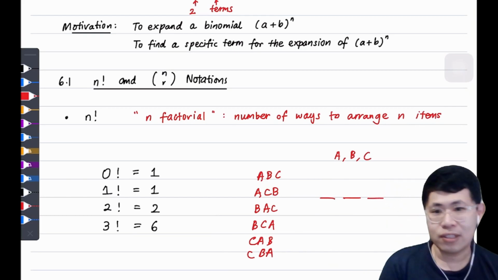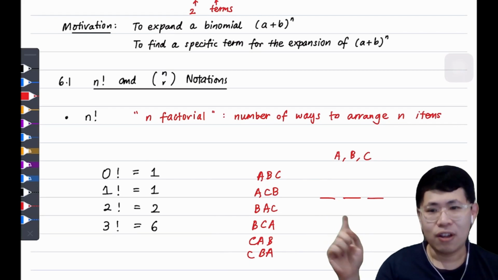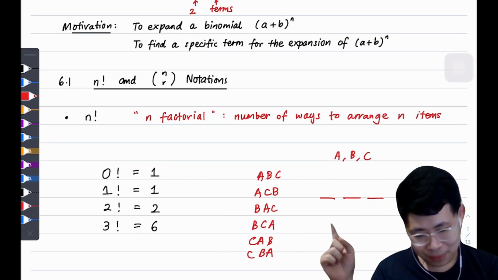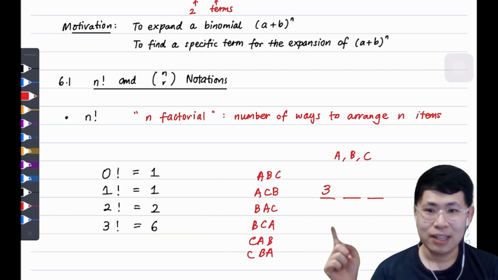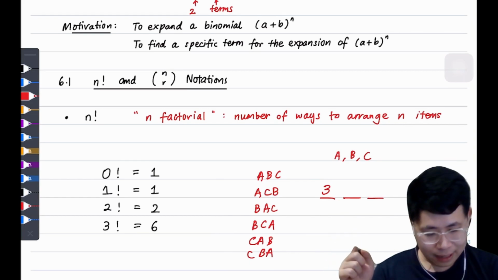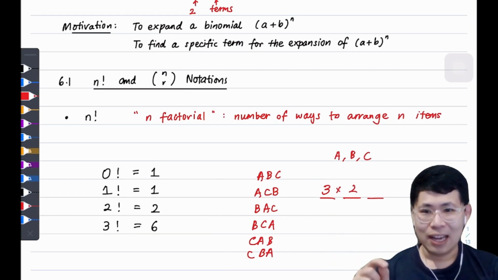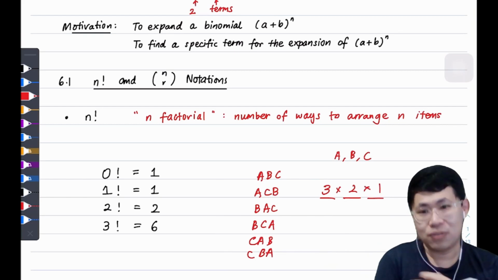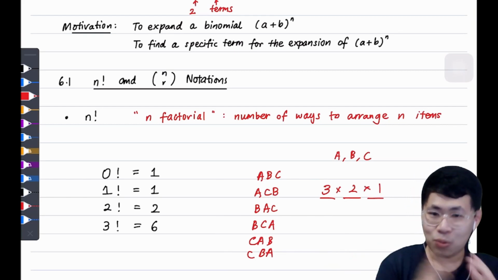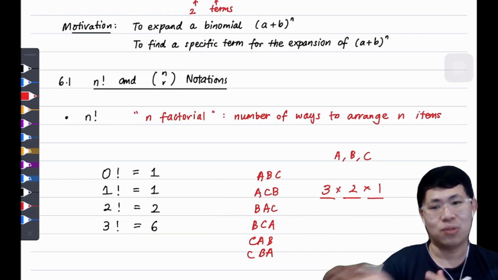I have 3 slots. So for the first slot, how many choices can I put there? I have 3 choices to put there. The second slot, how many choices can I put there? I have 2 choices to put there. And the last slot, I will put the remaining one over there. So it's just 3 times 2 times 1, which equals 6 ways to rearrange.